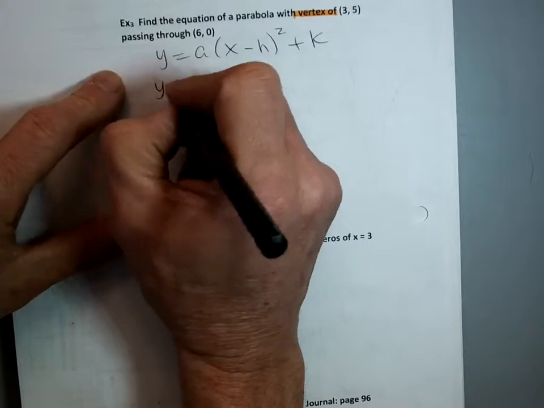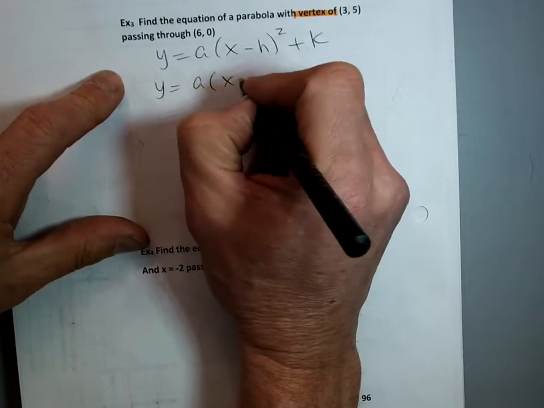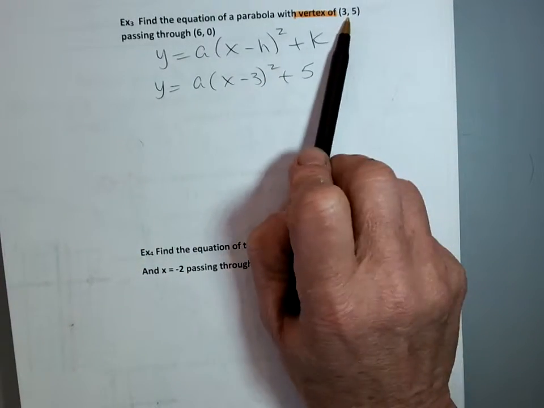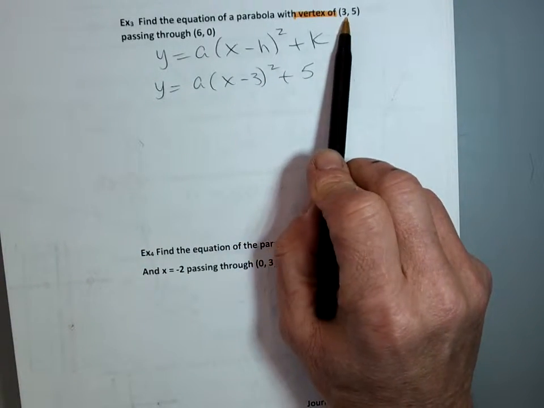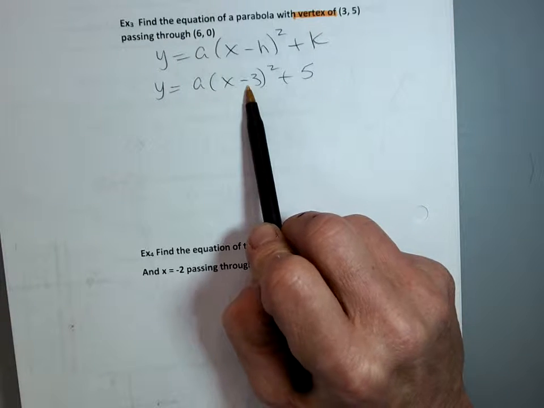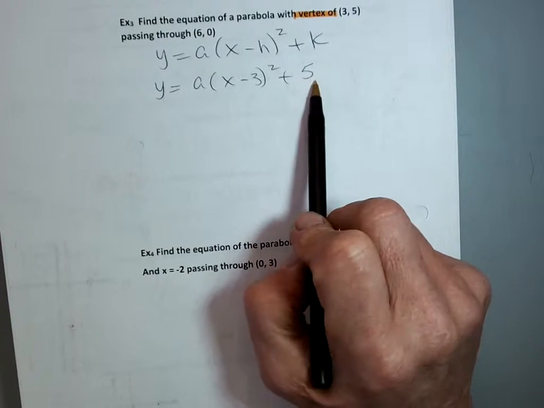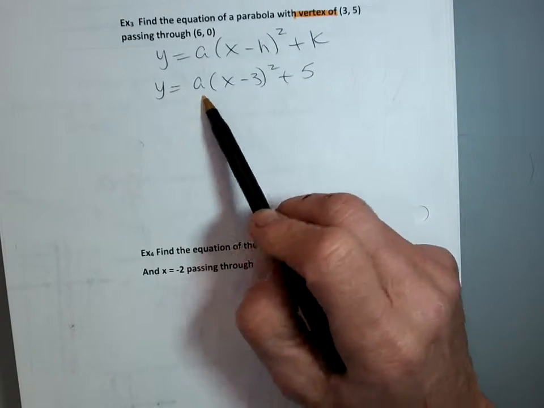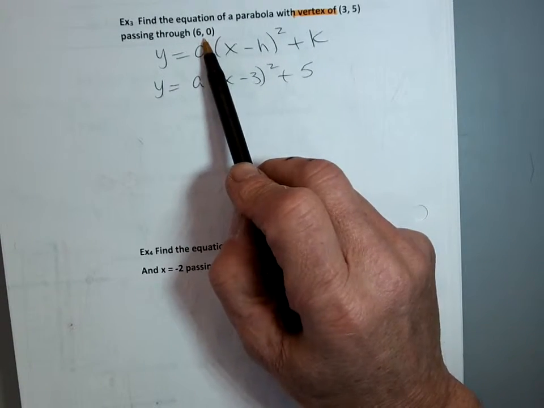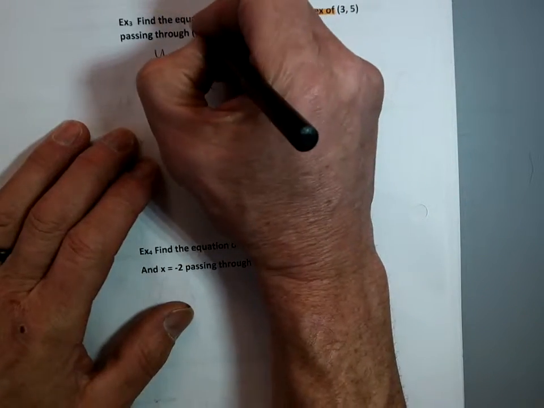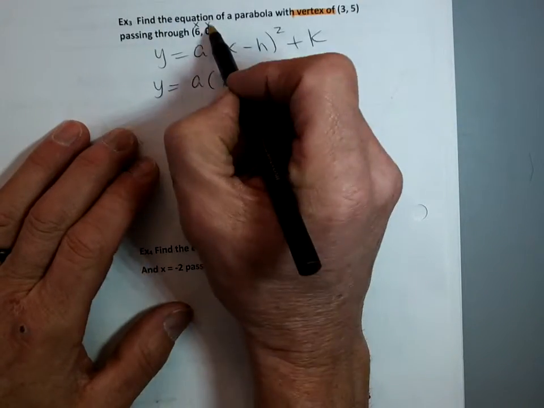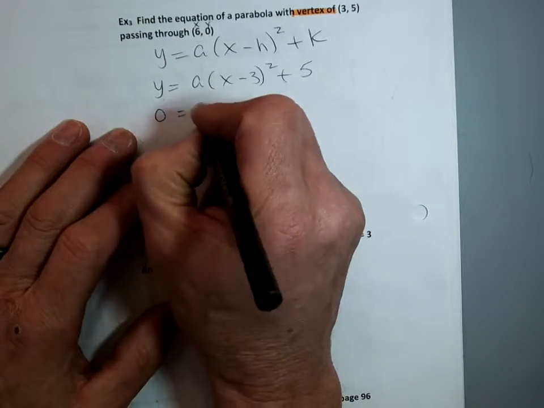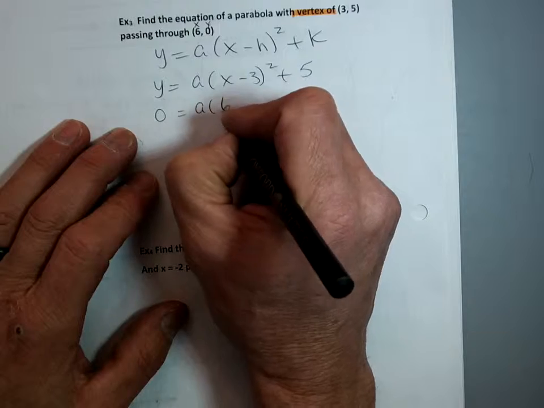So I'll go y equals a times x minus 3 squared plus 5. Here's my vertex. Opposite, remember, opposite, and there's my 5. Now there's some number here that we need to find that puts it through the point 6, 0. Okay, 6, 0 has an x and a y value. Let's put the 0 here for y. The 0 goes for y, and the 6 goes in for the x.